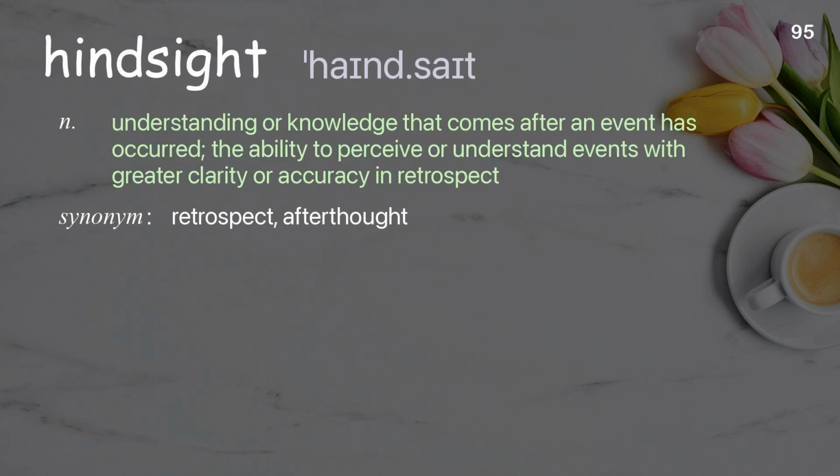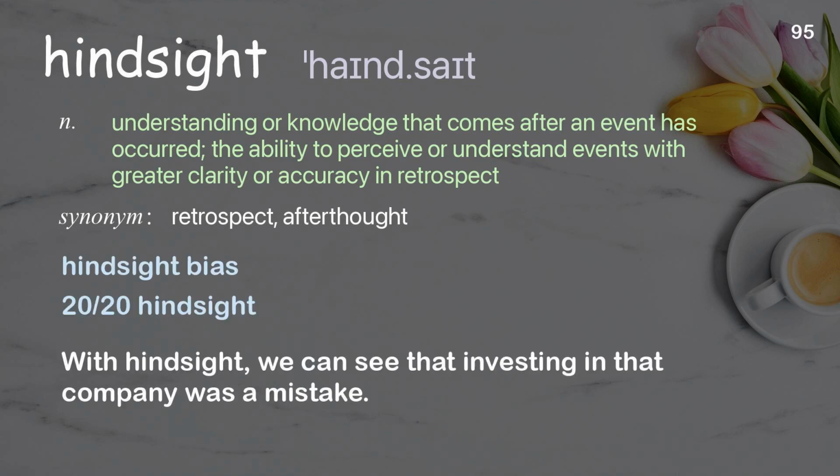Hindsight. Understanding or knowledge that comes after an event has occurred, the ability to perceive or understand events with greater clarity or accuracy in retrospect. Examples: Hindsight bias. 20/20 hindsight. With hindsight, we can see that investing in that company was a mistake.